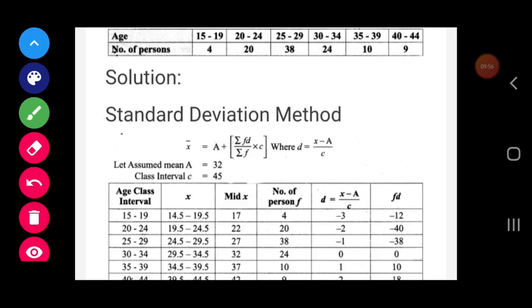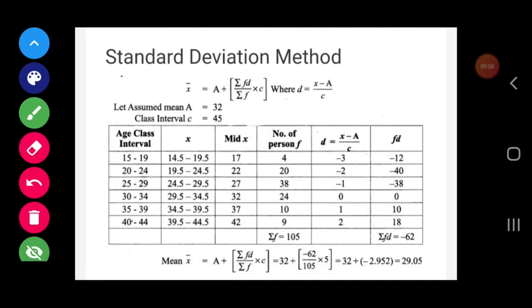So 15 minus 0.5 is 14.5, 19 plus 0.5 is 19.5, here 19.5, 20 minus 0.5 is 19.5, 24 plus 0.5 is 24.5, 25 minus 0.5 is 24.5, now 29.5, 24.5, 29.5, 39.5, here 44.5. Now the limits have become continuous limits. Let us proceed with the next step.